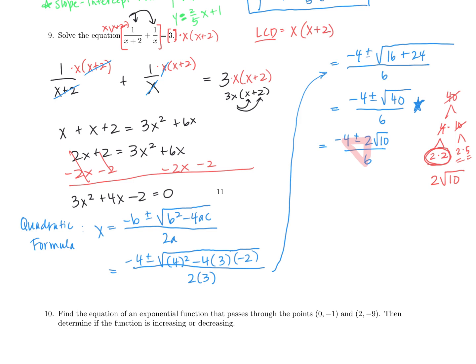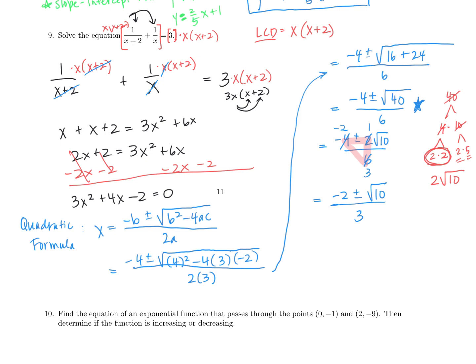Okay, so this divided by 2, negative 4 divided by 2 is negative 2. 2 divided by 2 is 1, and 6 divided by 2 is 3. So we'll have negative 2 plus or minus the square root of 10. If it's 1 square root of 10, I don't have to write the 1. It's understood to be there, over 3.